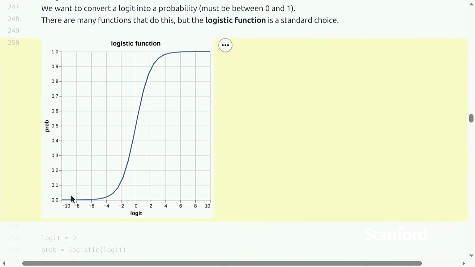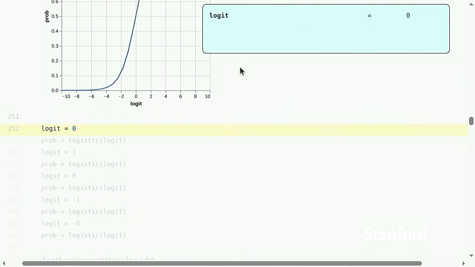Okay, so if the logit is very negative, then it gets mapped to 0. And then there's a sort of smooth transition. And if it's large and positive, then it gets mapped to 1. Okay, so mathematically, I'll step through what the logistic function is.